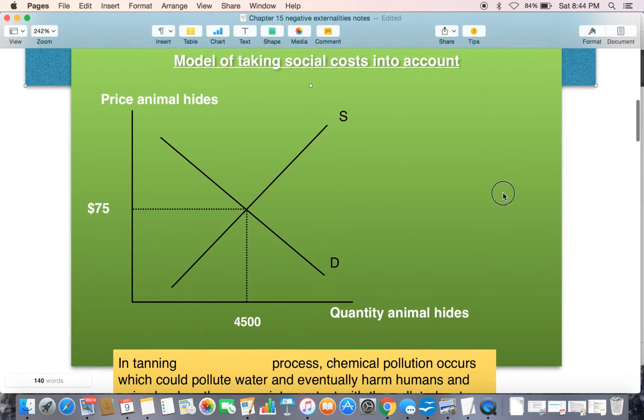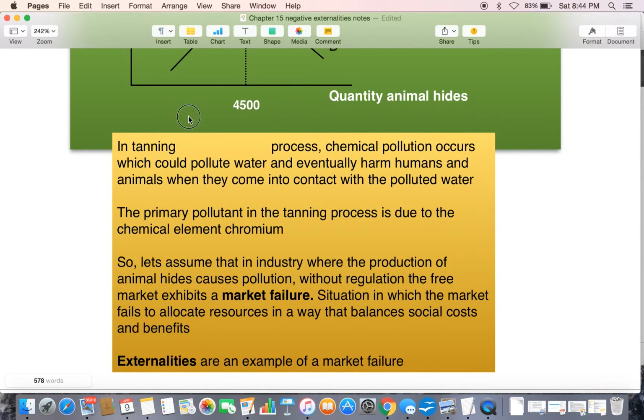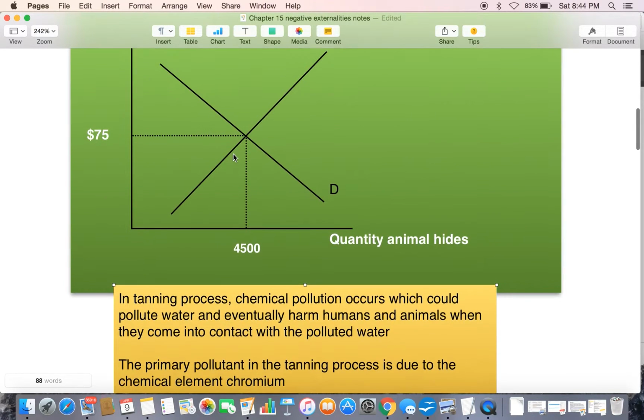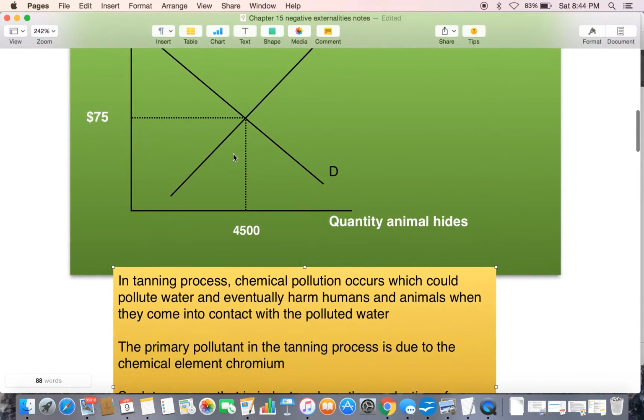So let's take a look at an example. The example I have today concerns the tanning industry. The tanning industry, which creates animal hides and turns them into leather, produces a good amount of pollution. Most of the pollution in the tanning process comes from the chemical chromium being introduced into the surrounding environment. There are also animal byproducts and parts that are introduced into the environment, but chromium is especially toxic and it can pollute water, which eventually harms humans and the animals that come into contact with or live in that polluted water.